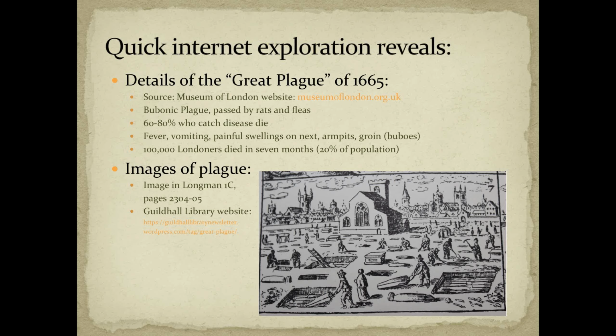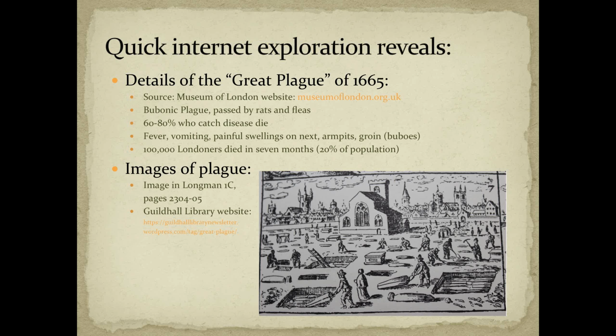So let's look at the type of things that turns up with very, very quick searching on the internet. Very quickly, if they type in just the words plague, London, right away they start to turn up the Great Plague of 1665, which is indeed the plague that Defoe is writing about. And you can see some information that I pulled up from the Museum of London.